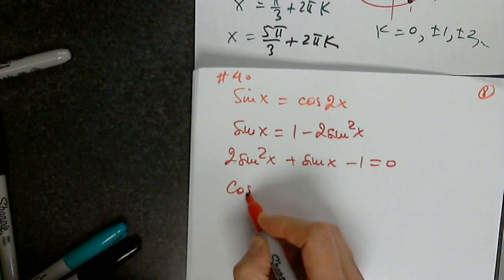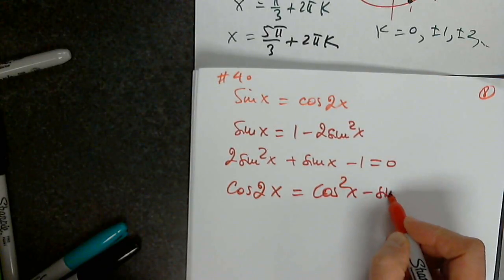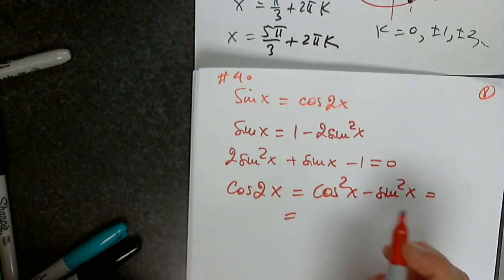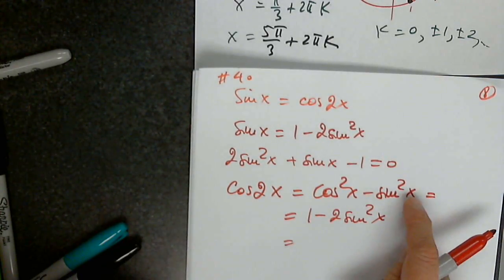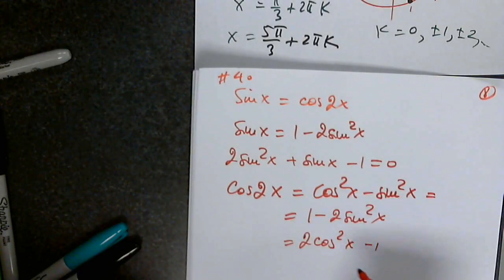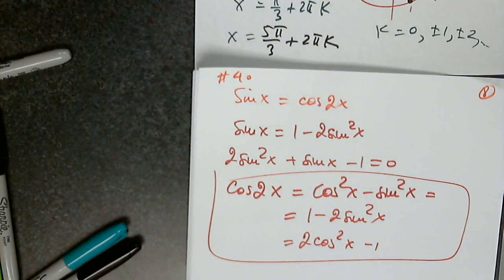So cosine twice x equals cosine squared x minus sine squared x. If you change cosine into sine, then you have 1 minus 2 sine squared x. If you change sine into cosine, you have 2 cosine squared x minus 1. All these mean the same thing. Okay, I used the first one.